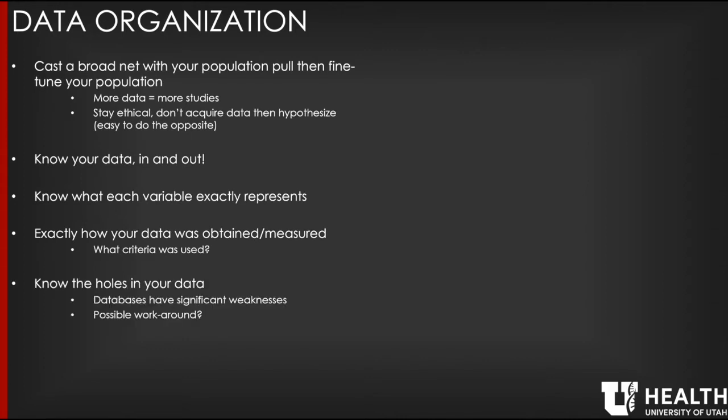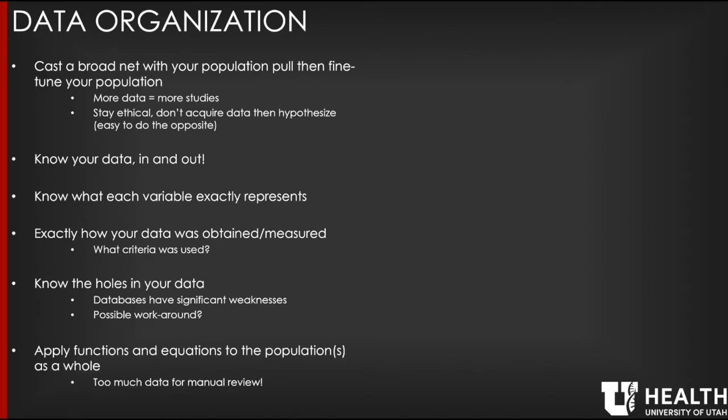So similarly, you need to know the holes in your data. Database studies have significant weaknesses. You're going to have to report on them, and so you have to therefore know them. And an opportunity here exists for a potential workaround. For example, if the database doesn't include data on a specific variable, for example, if they don't have a category on who's a smoker or who's not, there are potential workarounds, because there are, for example, ICD-9 and ICD-10 codes for diagnosing tobacco use and smoking. And if the database records that well, then you can use that as a surrogate. So there are potential workarounds, but you do have to know the holes in your data.